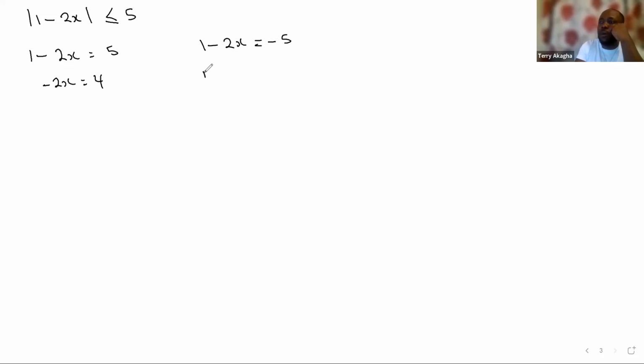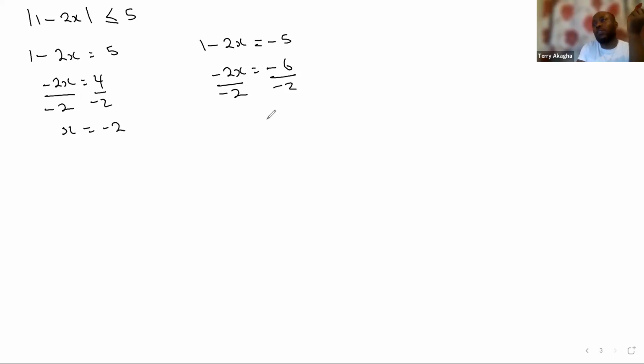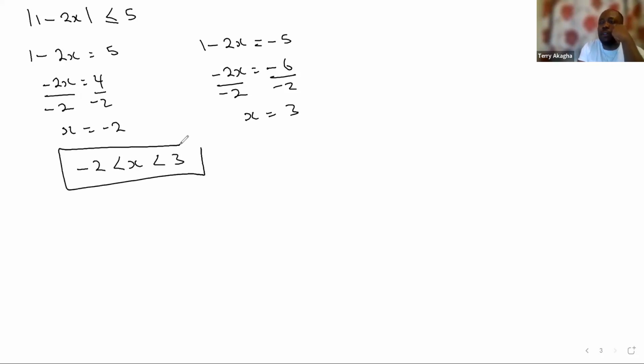Then we'll have -2x equal to -5. Take 1 to the other side, and that'll give you -6. Okay. So what do you do? You divide both sides by -2. So x is going to be equal to -2 on one side, and on the other x is going to give you 3. You put it in the same way. So it's going to be -2 less than x less than 3. That'll be the answer for that.